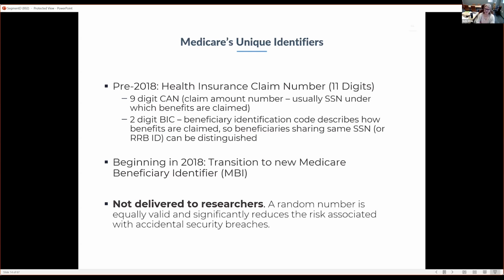It means that if there's a breach with healthcare providers, they don't lose Social Security numbers unless they're otherwise collected. So this was made for beneficiaries to provide some level of security, because there were so many issues of lost Medicare cards being a source of people getting Social Security numbers.